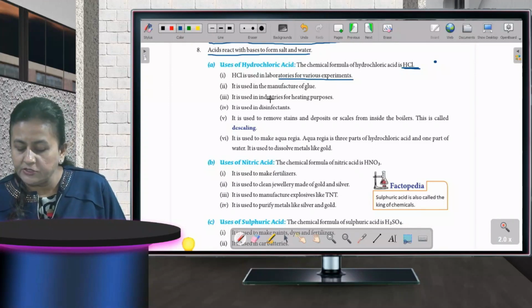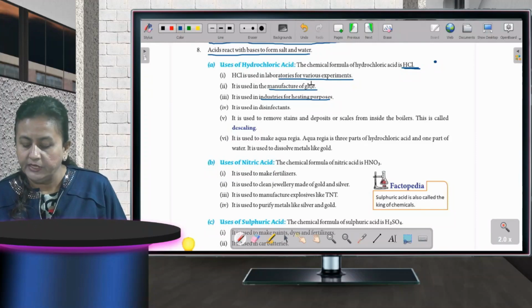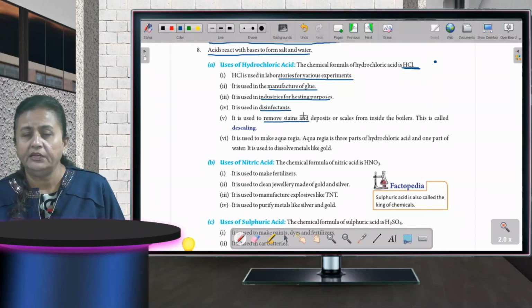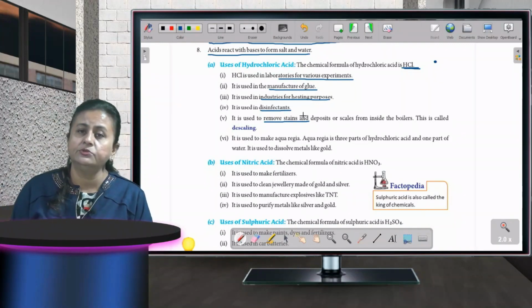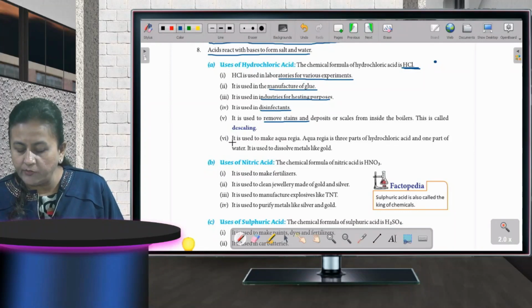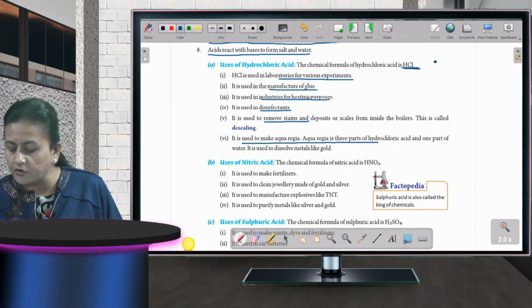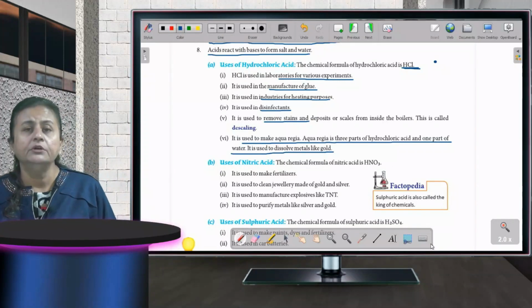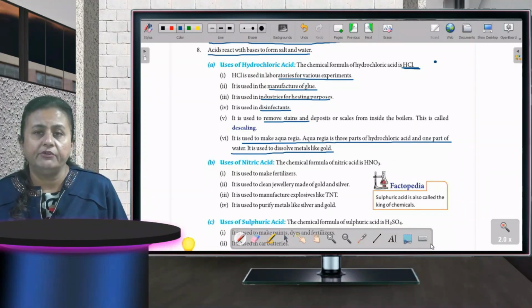It is used in industries for heating purposes. It is used in manufacturing of glue. It is used as a disinfectant. It is used to remove stains. In case any stain is there, you can use hydrochloric acid to remove it. And it is used to make aqua regia, that is three parts of hydrochloric acid and one part of nitric acid. It is used to dissolve metals like gold. Now, the first acid we have done, hydrochloric acid.